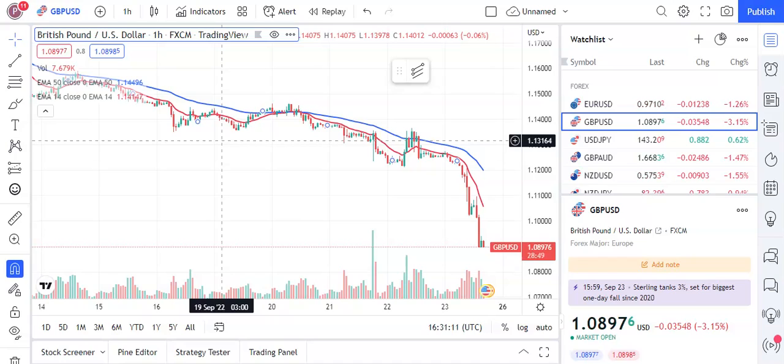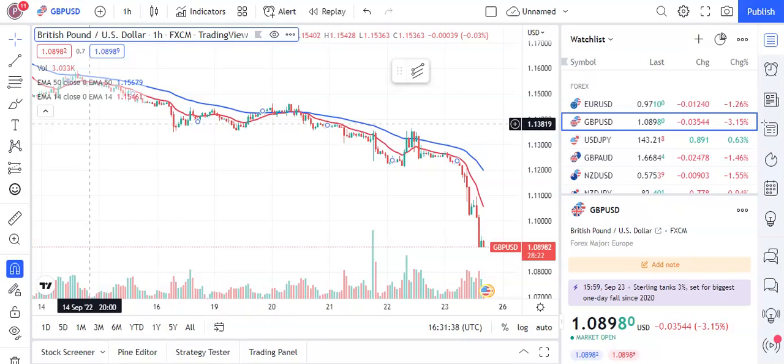What I'm going to be explaining to you now is the best and simplest way to draw your area of support and resistance. I'm going to be making it very simple, very easy. You don't need to think much about it. It's very easy to do and it's how I do mine on a daily basis.